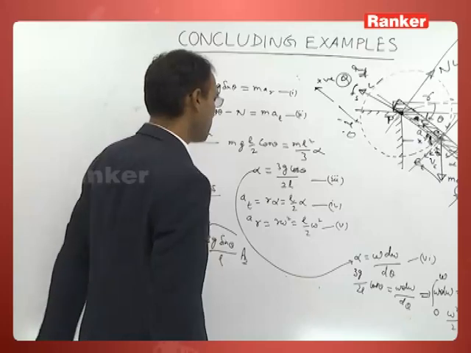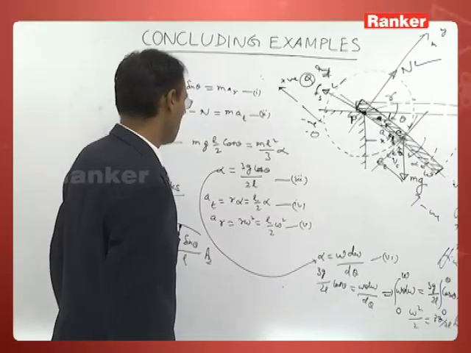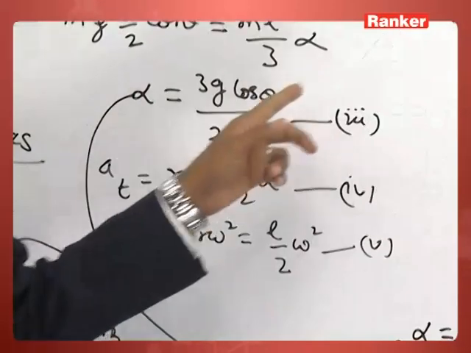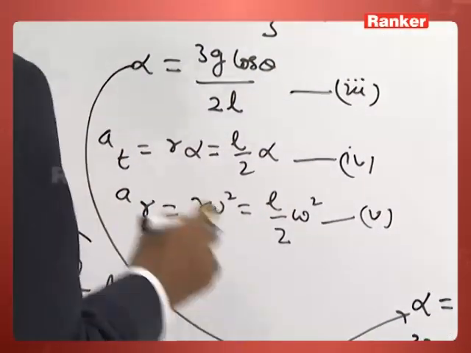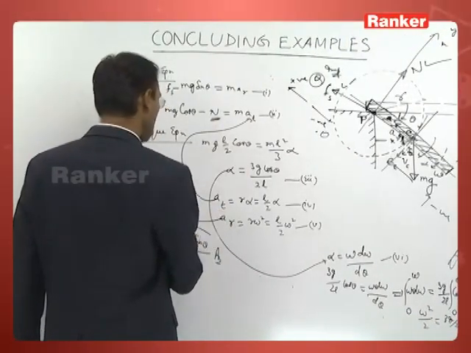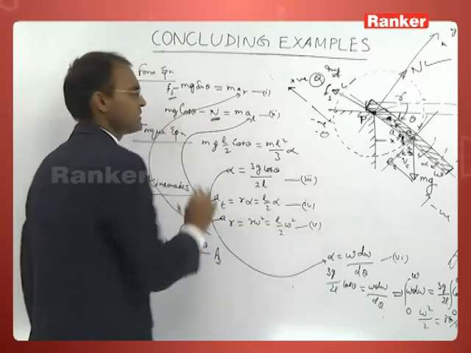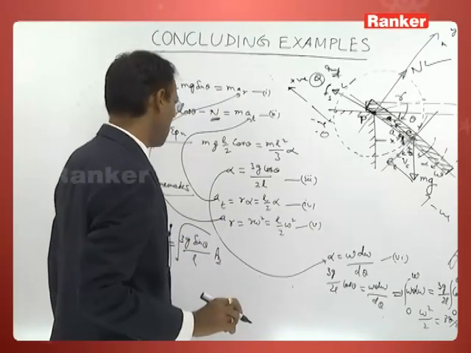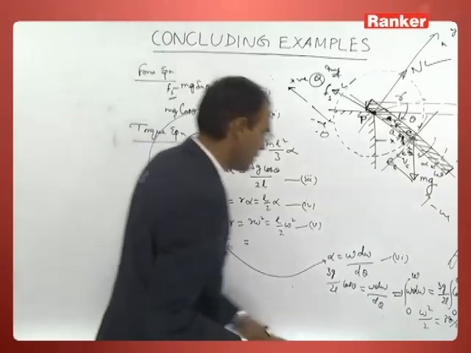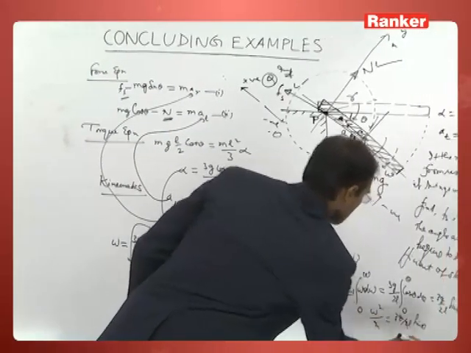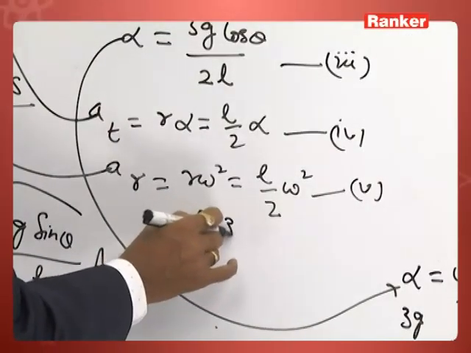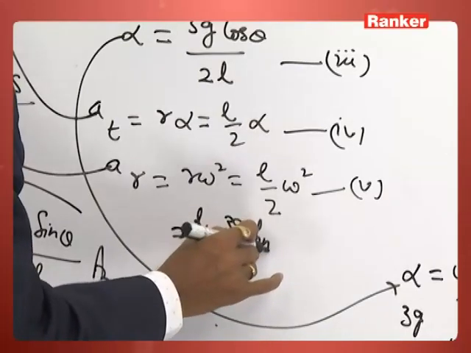Once you get omega, you can get AR. We have got alpha, we can get AT. Once you get AT, you can put it here to get N. Once you have got AR, you can put it here to get the Fs. That's the idea. So, omega how much are you getting? 3g sin theta by L. So, substitute the omega square value, that is equal to 3g by L sin theta.